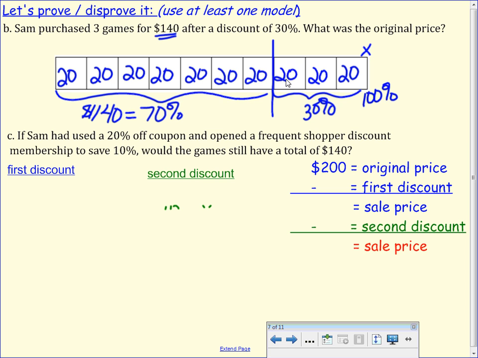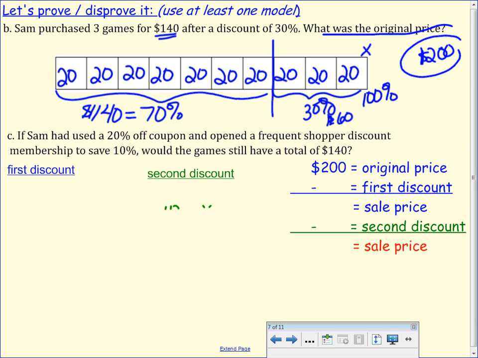So if 30% is 3 20s, and that's what they took off, how much did they take off? They took off $60. I saved $60. So if I paid $140 and I saved $60 and I have 10 boxes of 20, what is my total amount that I paid for the video games? $200. And you should write that in a sentence, circle it, label it.